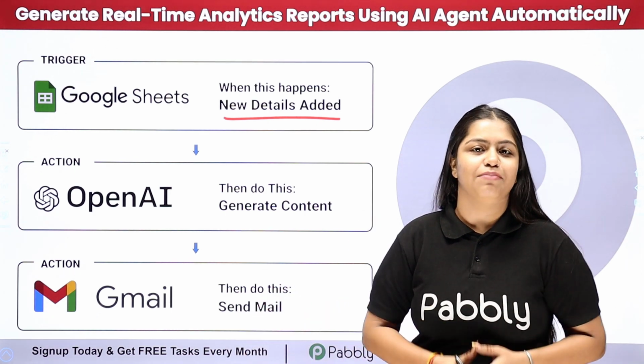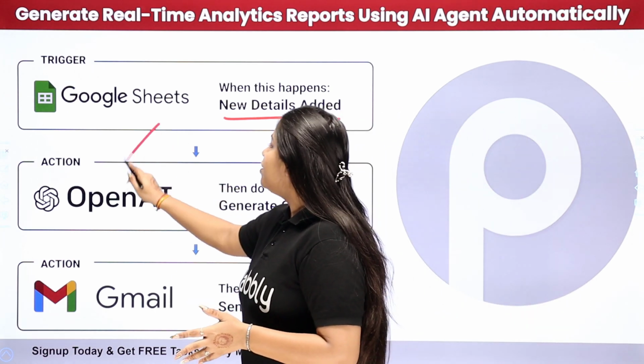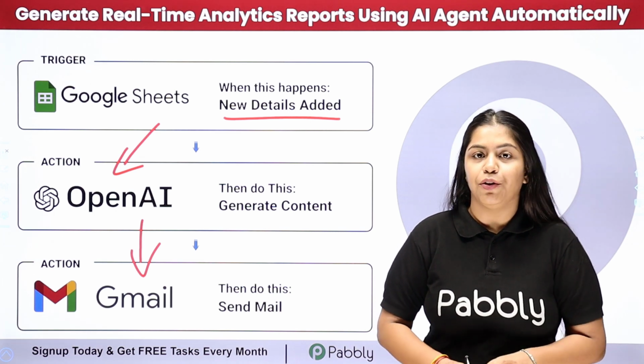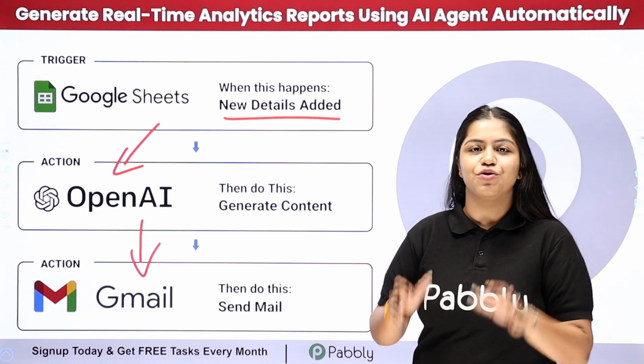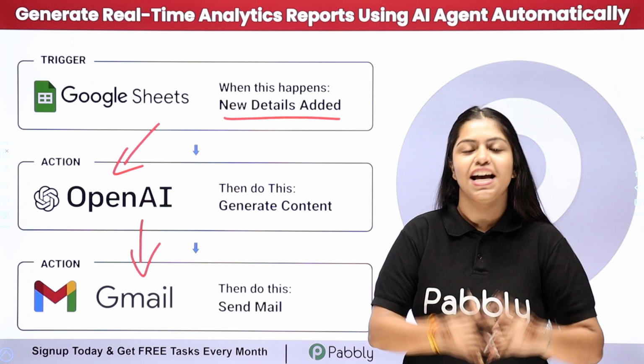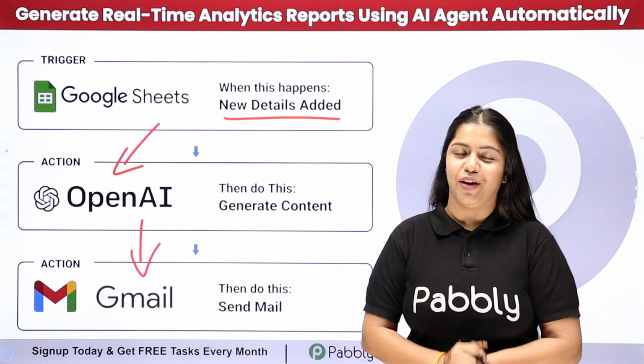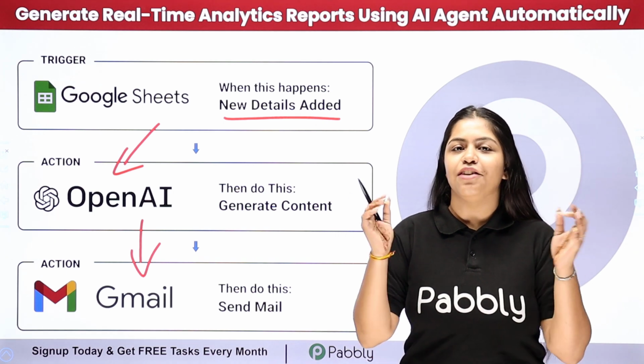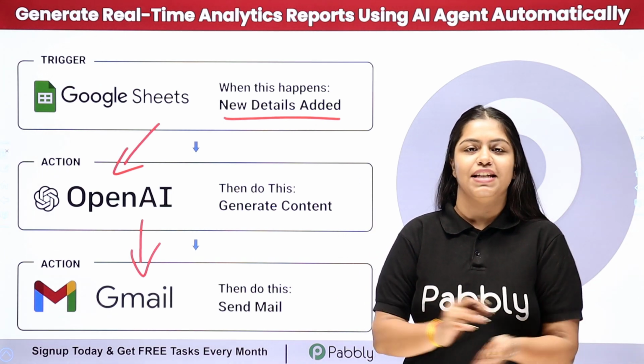To do this, we are simply going to create a connection between Google Sheets, OpenAI and Gmail. And to create this connection without knowing any programming or coding language, we are going to use Pabbly Connect. It is an amazing automation software. So if you also want to create this automation for your own business, come with me to my screen.